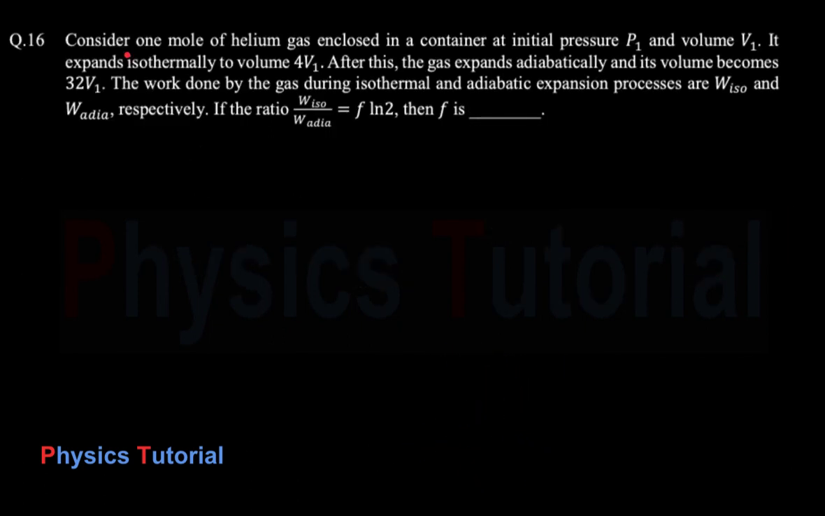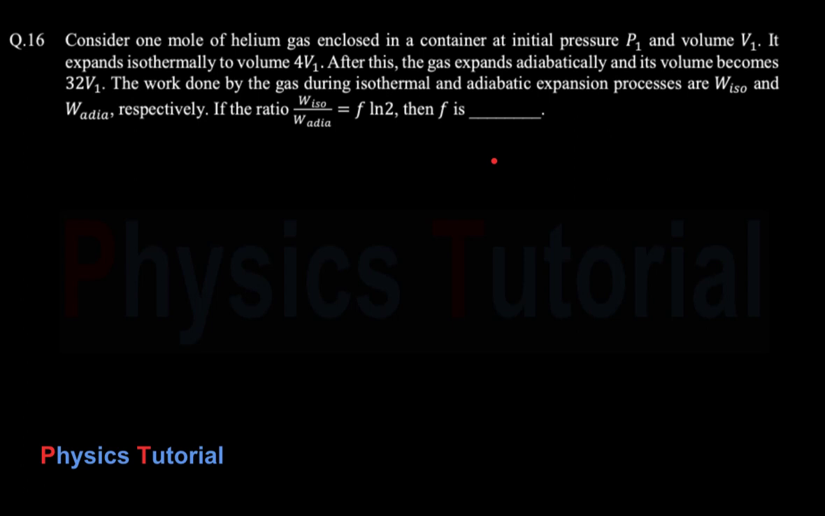Question number 16. Consider 1 mole of helium gas enclosed in a container at initial pressure P1 and volume V1. It expands isothermally to the volume 4V1. After this, the gas expands adiabatically and its volume becomes 32V1. The work done by the gas during the isothermal and adiabatic expansion processes are W iso and W adia respectively. If the ratio W iso upon W adia is f ln 2, then the value of f is question mark.